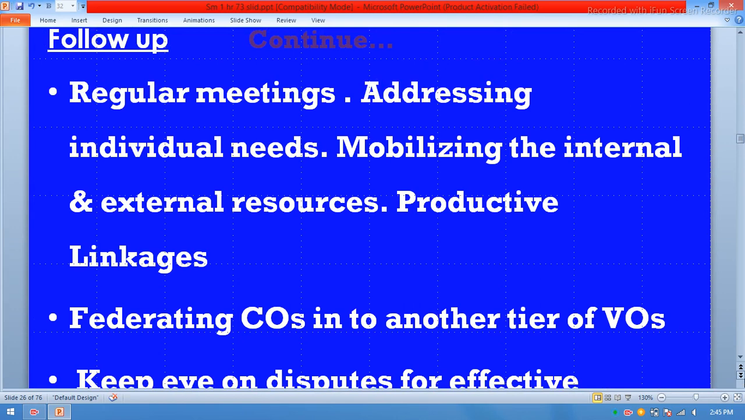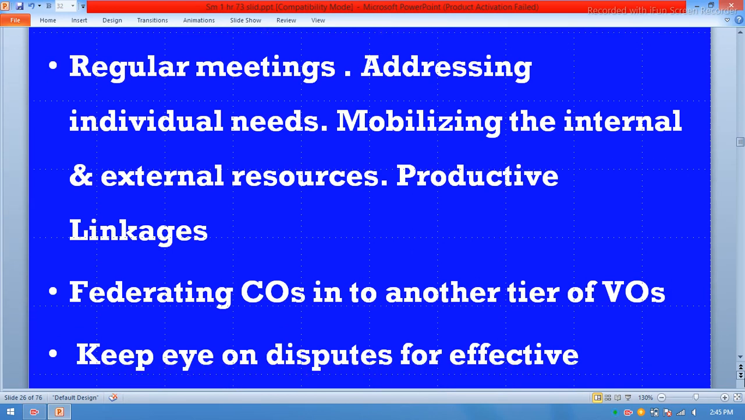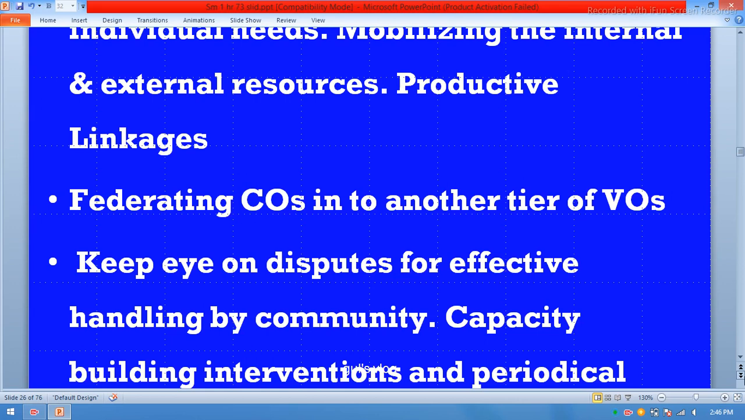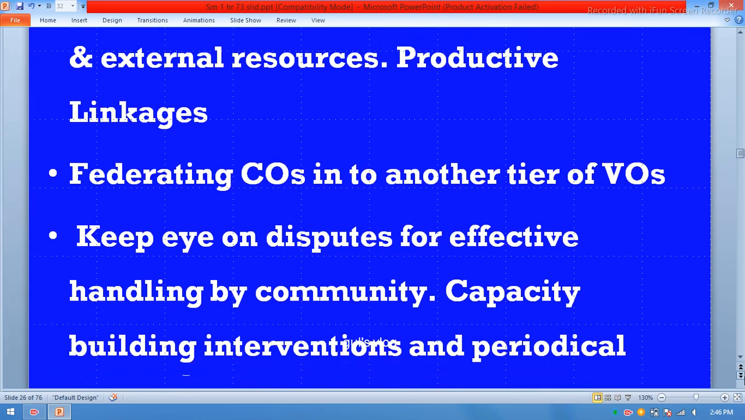When third dialogue is complete, then follow-up meetings will be started. Regular meeting addressing individual needs, mobilization of internal and external resources, productive linkage, federating community organization into another tier of village organization, keep an eye on disputes for effective handling by community. Mostly communities are not sharing their conflicts. Capacity building interventions and periodical meetings.